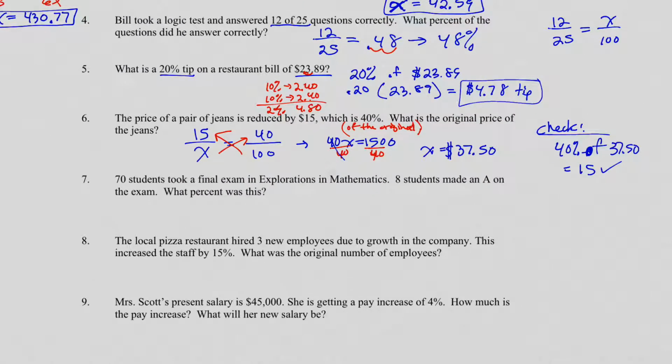Okay, number 7. This is basically 8 out of 70. Okay, so we don't have to do a proportion, we can just do the calculation of this decimal, which we can just round it to 11%.